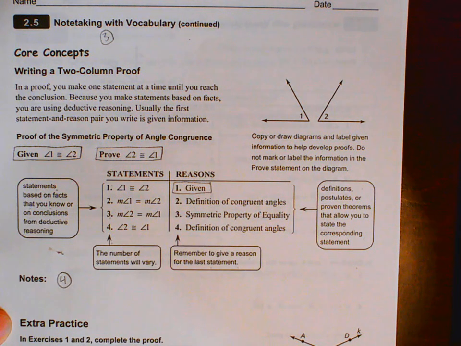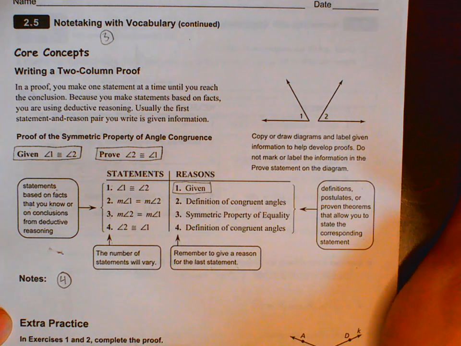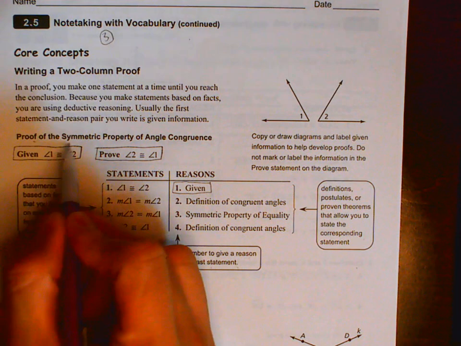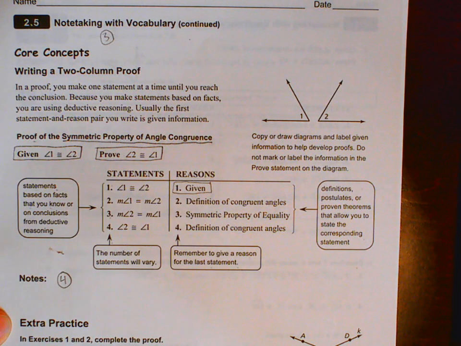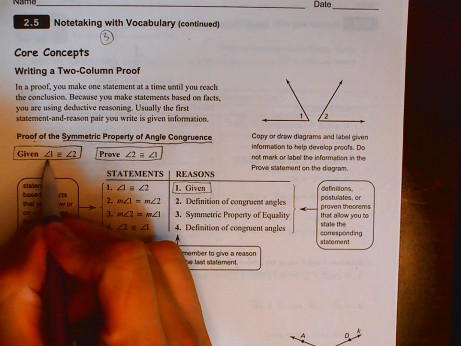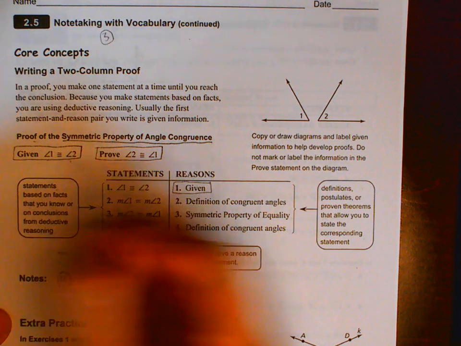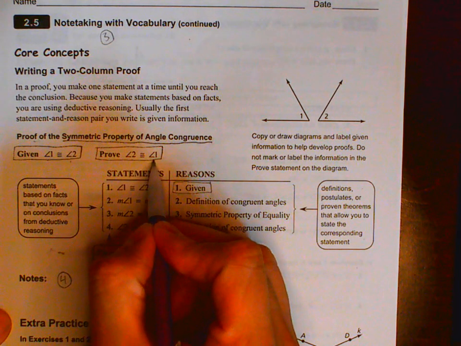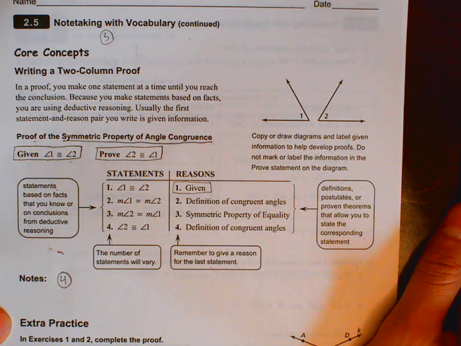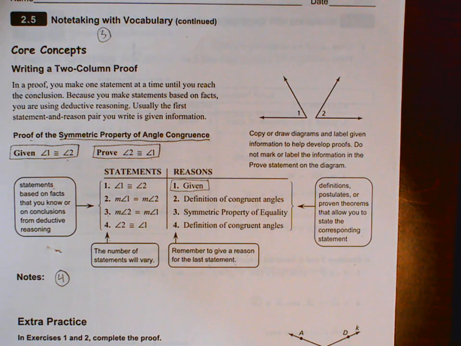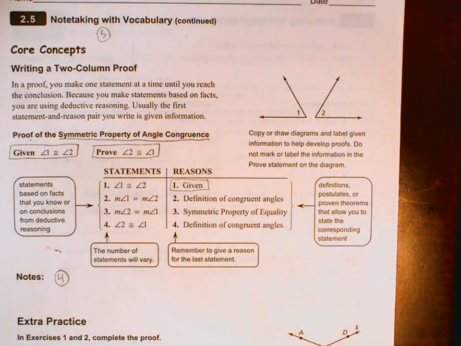Okay, so let's take a look at this proof that is already provided for us here. Proof of the symmetric property of angle congruence. That's the theorem that says that if angle 1 is congruent to angle 2, then angle 2 is congruent to angle 1. So that's what we're trying to prove here. Now let me see if I can get this a little lighter. Okay, a little bit better.